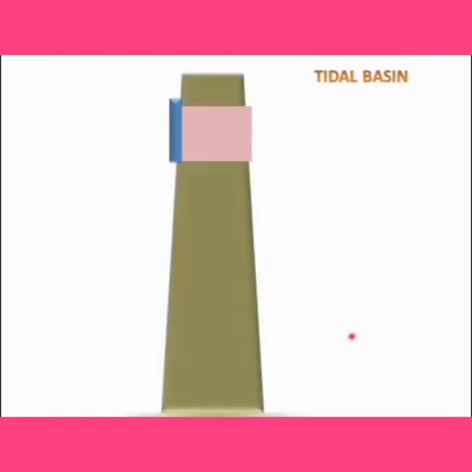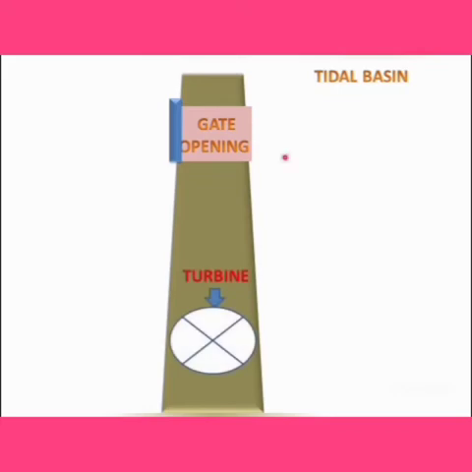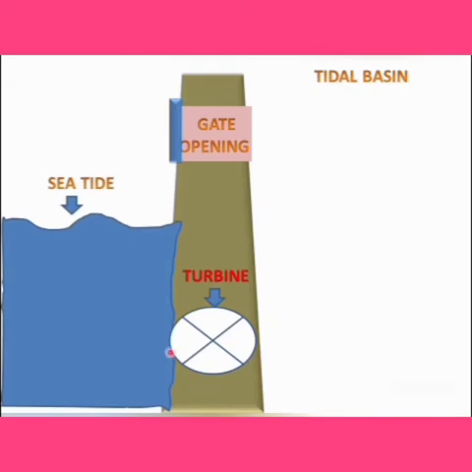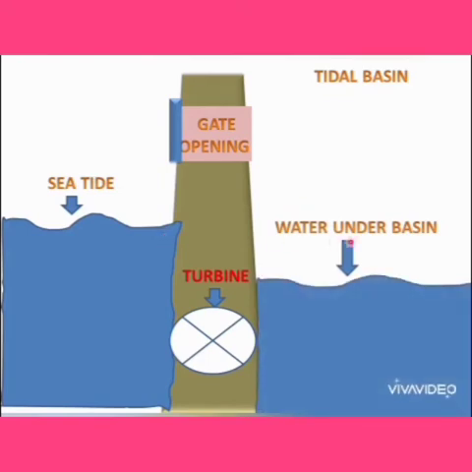Tidal energy. We have a tidal basin. This is a dam. This is the gate opening for water to come in and out. This is a turbine. This is the sea tide. It's a normal tide, and this is the water under the basin in the normal condition. Now what will happen? This gate opening can be opened and closed according to the water condition.